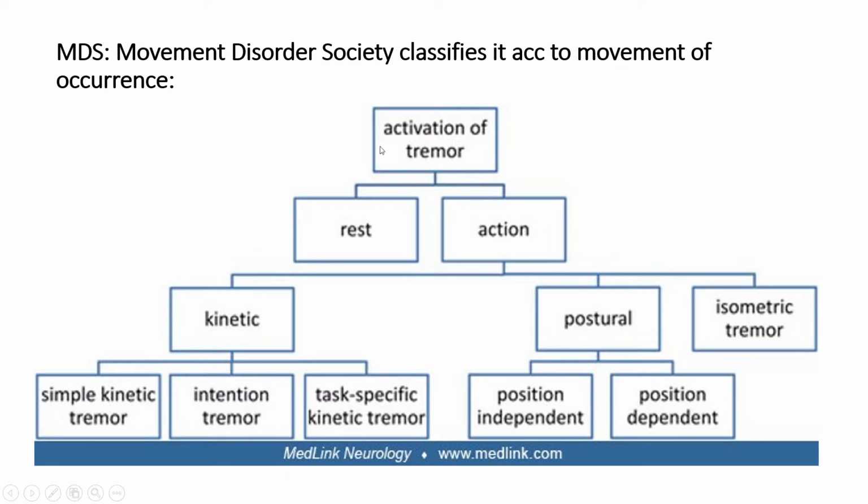So coming back to this classification, if the tremor is at rest, it will be rest tremor. If it is on action, it can be kinetic or postural. Kinetic, if it occurs throughout the range of motion, will be simple kinetic tremor. If it progressively increases during the movement, it will be an intention tremor, and a task-specific tremor would be only during a specific task. But postural tremor can be position dependent also, and isometric tremor would be during isometric activities.